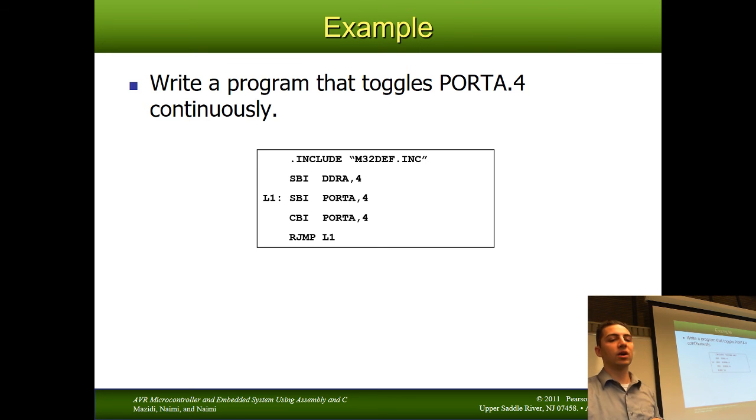Instead of SBI port A4, CBI port A4. SBI A4. Yes, that is absolutely right. Gold star for the day. What's your name, by the way? So this will set and then clear and then loop. If you instead use that special mode of toggle, you can just say SBI PINA, 4. Don't clear anything. If you set that bit repeatedly, it will actually toggle repeatedly.